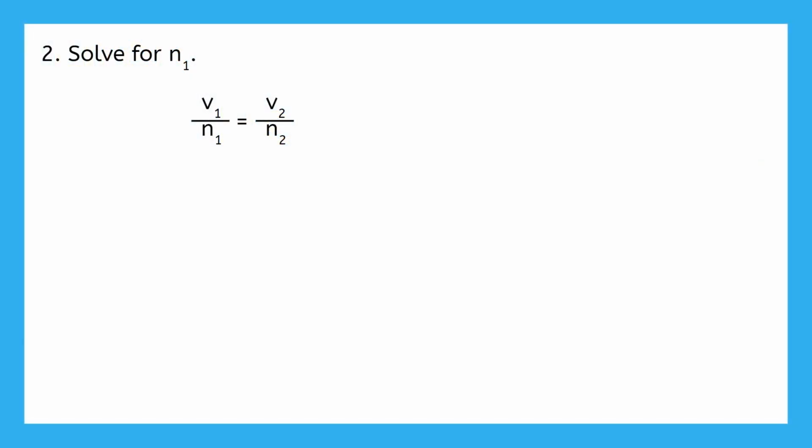Here's the problem you were just working through. We need to solve this for n1. That's a little tricky because n1 is in the denominator of this fraction right now, which makes it kind of hard to see what's happening to it. If we can't see what's happening to n1 since it's in the denominator, what do you think we can do?